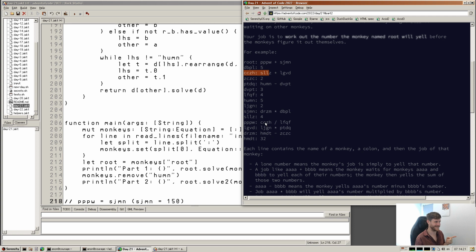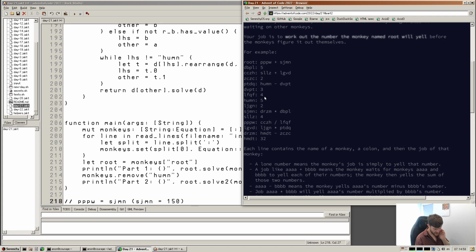Ironically, when I double click on that, it actually highlights something useful, not on purpose. But this is unknown because it depends on this value, which I believe SLLZ is known, but LGBT is not known. It is depending on this, which LJGN is known as 2, but PTDQ is not. And that resolves down into this one here, which has that human and DVPT, which is known to be 3.